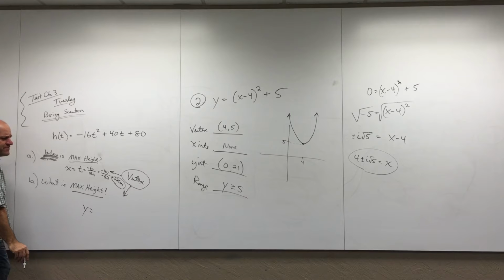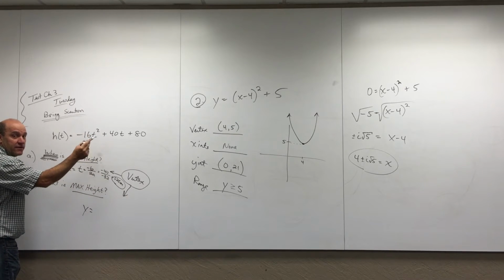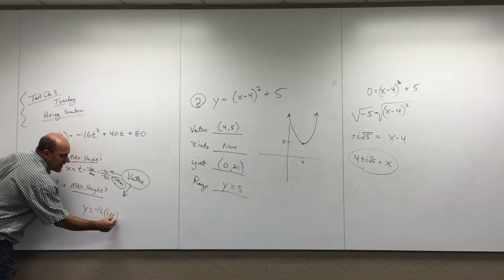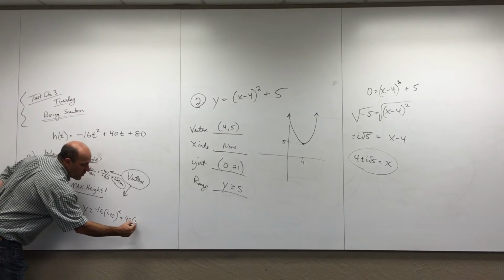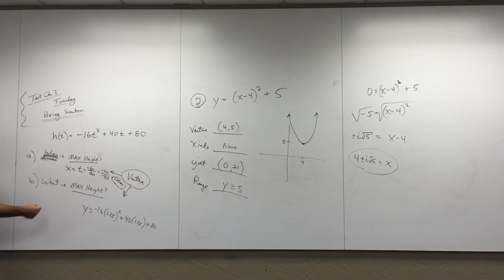How do you get the y value? Plug it in, thank you, right. You plug this x value in. Negative 16 times 1.25 squared, 40 times 1.25 plus 80. You know, sometimes I mark your stuff wrong. Maybe I tell you the right answer, maybe I don't. But when you work this out, the answer is 105 feet.